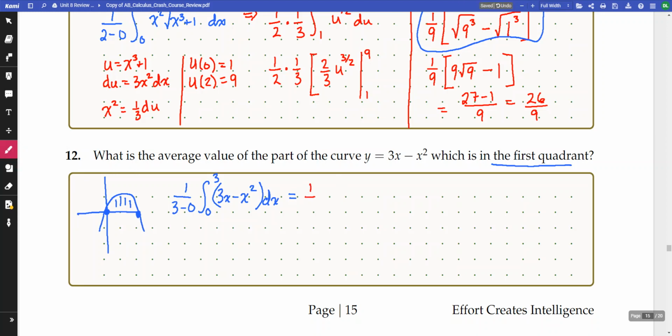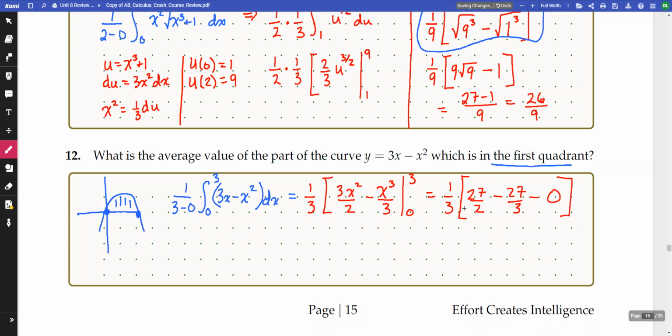So the antiderivative of 3x minus x squared is going to be 3x squared over 2 minus x cubed over 3, all evaluated from 0 to 3. So that's going to give me 1/3 times 3 times 3 squared, that's going to be 27 over 2. 3 cubed, that's going to be minus 27 over 3. And it's going to then be minus 0, right, if I substitute in the 0.